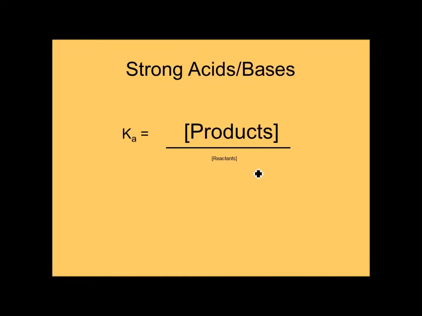Okay, so this is strong acids, strong bases, weak acids, weak bases. Strong acids or bases are very product favored because they dissociate 100%. In order to calculate the hydronium ion or the hydroxide ion, you use stoichiometry.